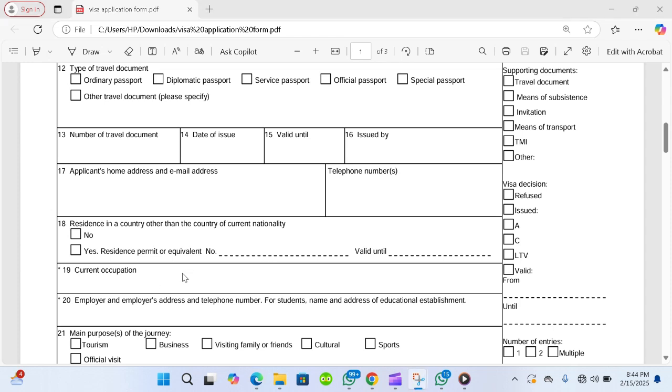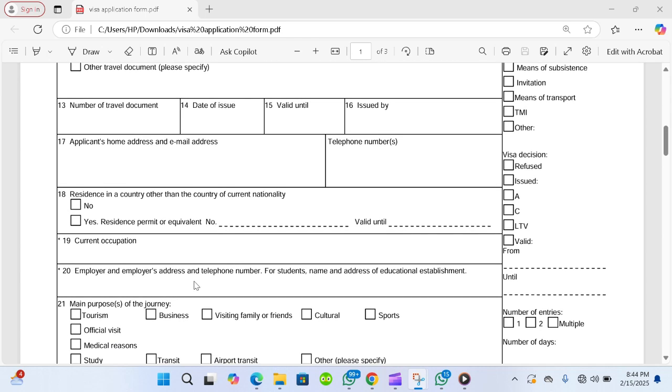Number 19, current occupation. Here they want to know your current occupation. You indicate it here, but if you're not working, just indicate that you're not working. You can indicate that you're a student.